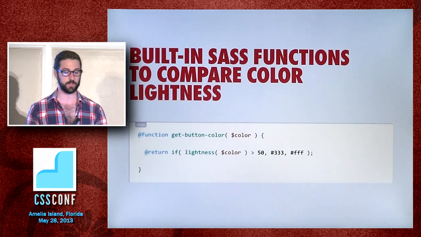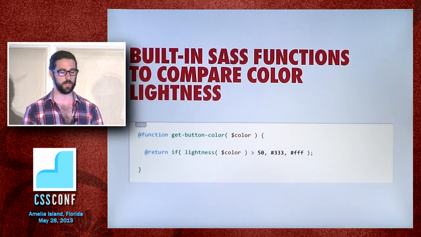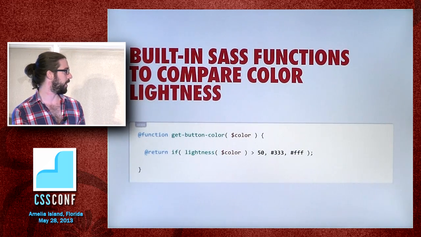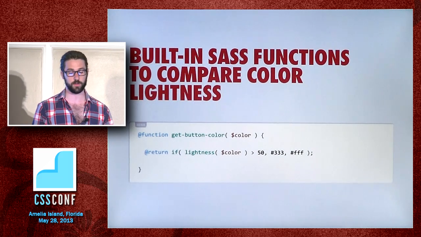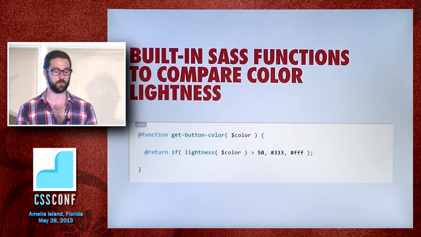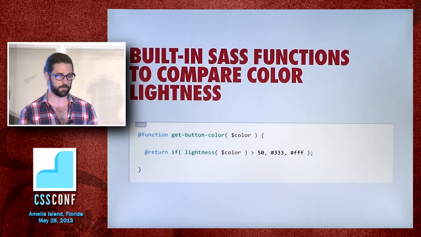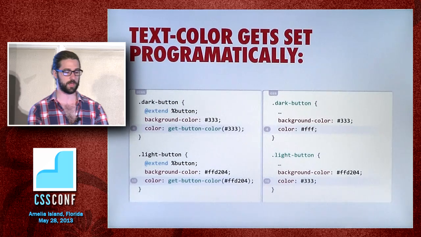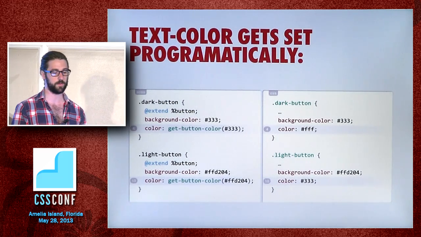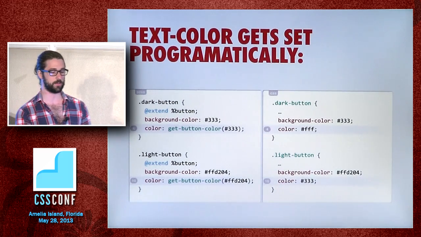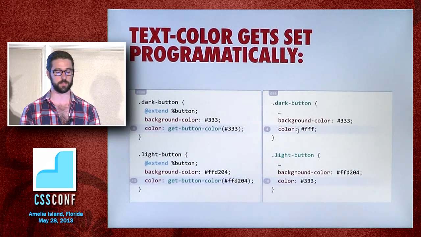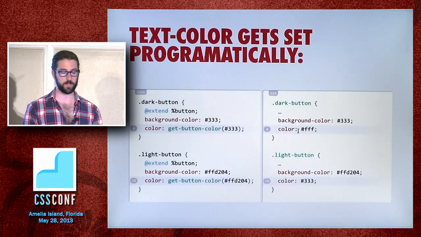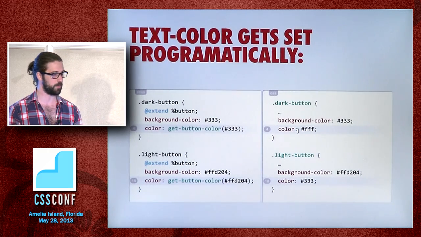There's a function called lightness that returns a value between 0 and 100, just based on the HSL value of that color. And so here we just do some simple logic, and we're saying if the color is greater than 50, so if the background color is a light color, we want to return dark text, and vice versa. So now our text color gets set programmatically. Instead of setting that color explicitly, we call a function and give it the background color, and so you see on the right here when our CSS gets compiled, that decision gets made for us, and we don't have to worry about whether an individual developer is going to read our style guide properly or not.